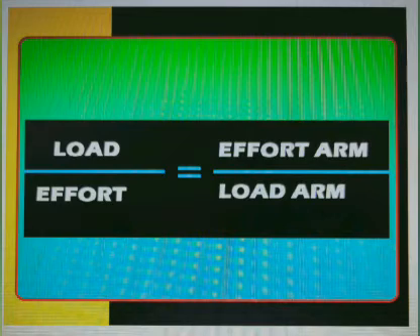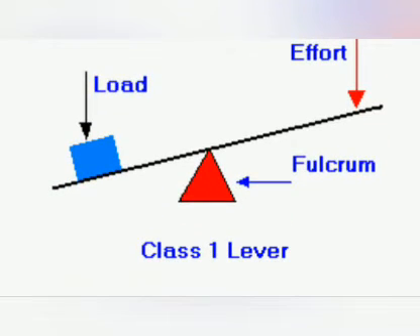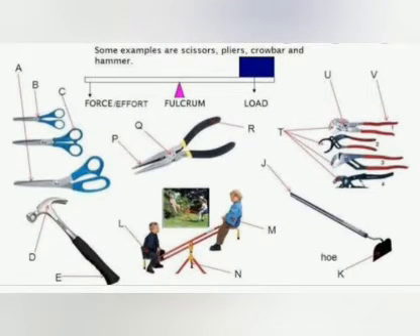Now, class first lever, or we can say levers of first order. In this type of lever, the fulcrum lies between the load and the effort, or we can say load and the effort are on the opposite sides of the fulcrum. Examples of class first lever: pair of scissors, pliers, wire cutters, beam balance, crowbar and seesaw.